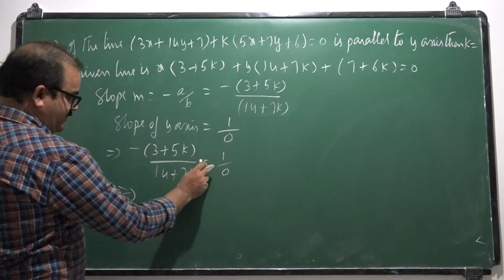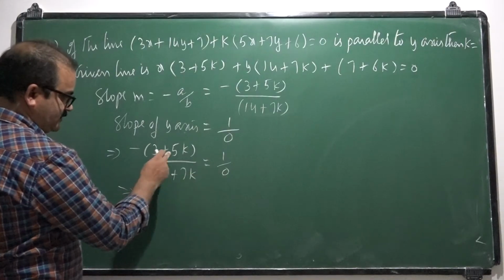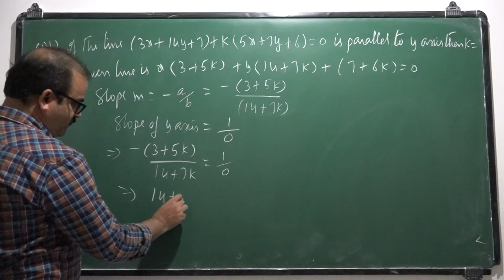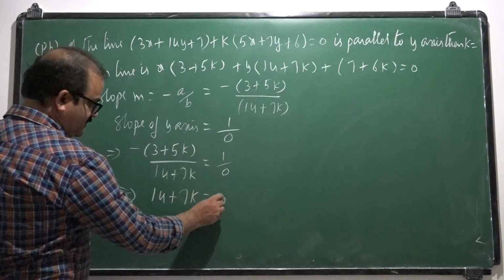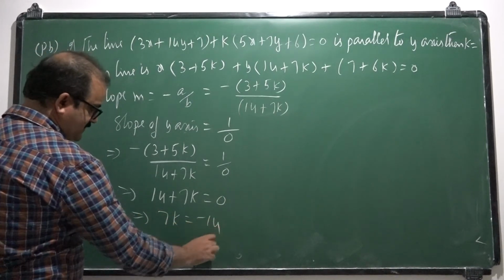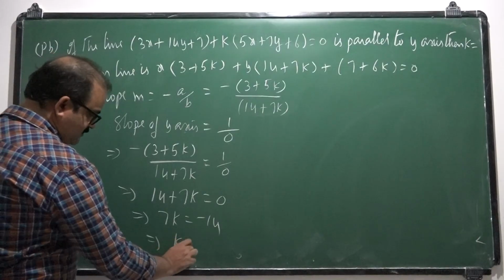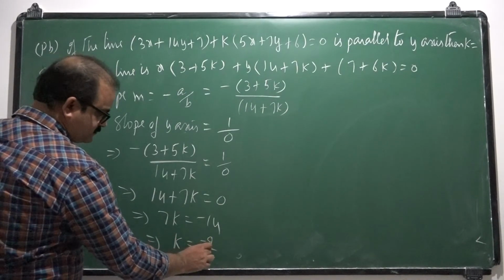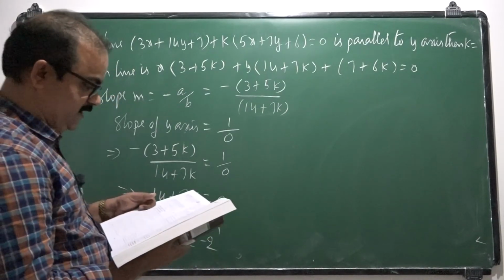Now cross multiply: 0 and anything is 0. So we get 14 + 7k is equal to 0. 7k is equal to minus 14. k is equal to minus 2.